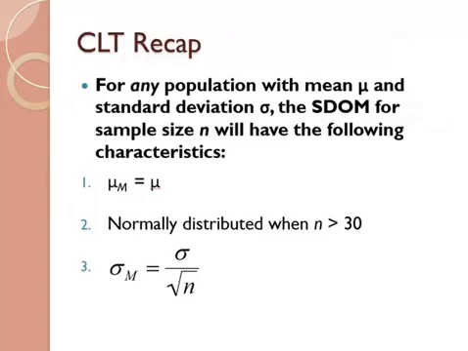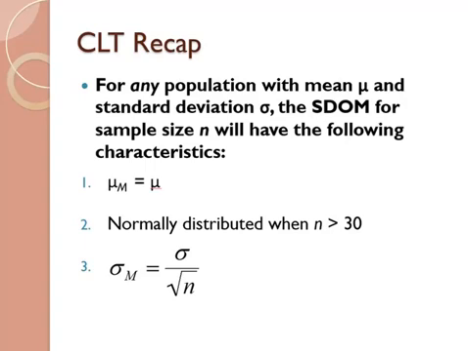Okay, so this is around the time where I would ask if you have any questions. Just to recap before we continue on here. For any population with a mean and standard deviation, the sampling distribution of means for sample size n will have the following characteristics. Again, your sample mean should approximate the population mean.